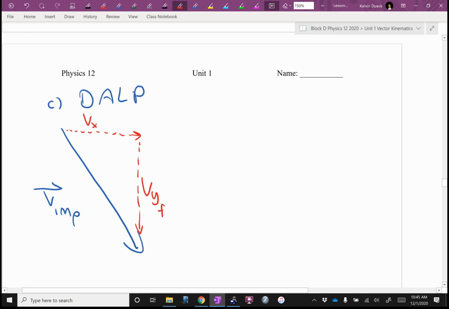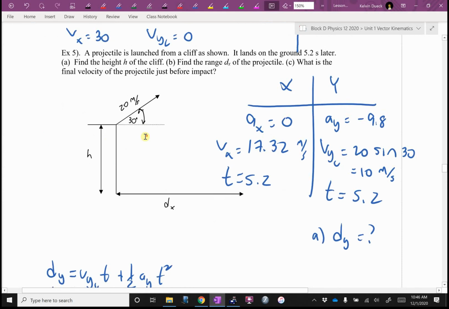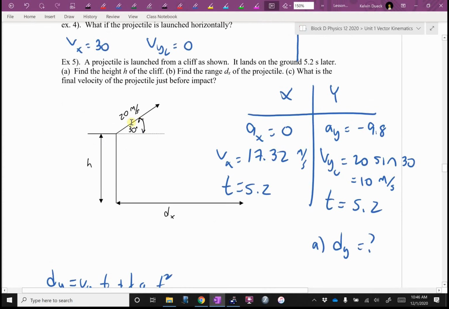One of these I know already. Which one is constant and unchanging? 17 point, what was it? 3 what? 3.2? Did I go to more sig figs than that, or just that? Okay. Must have been a 0 after the 2. Vy final, not 10, and not 20. Those are the 2 most common mistakes.